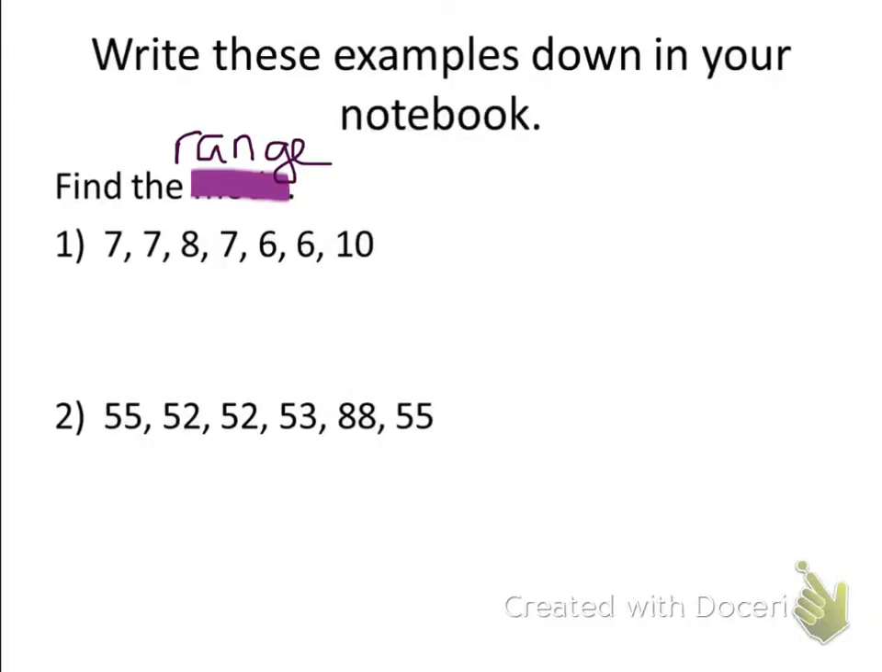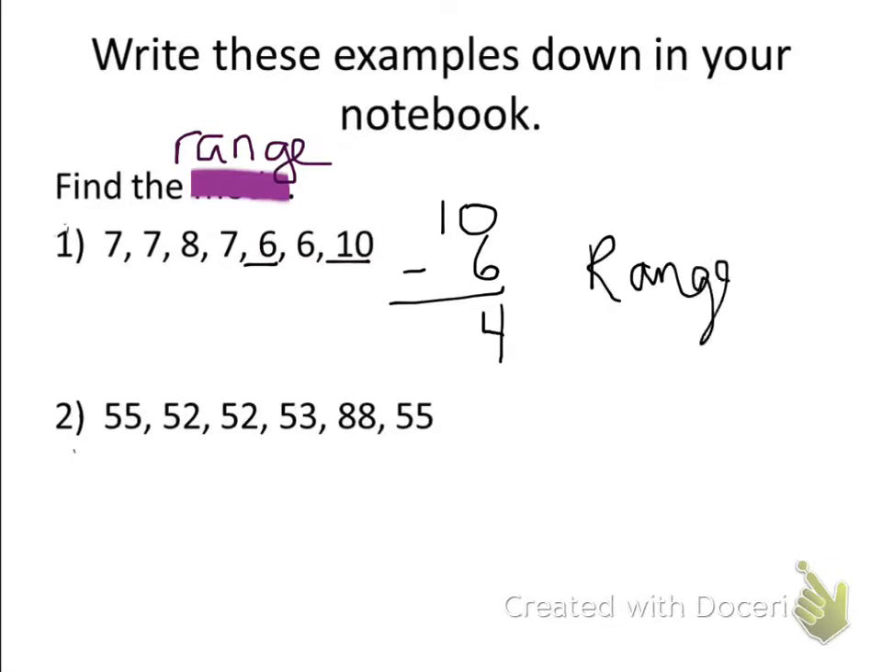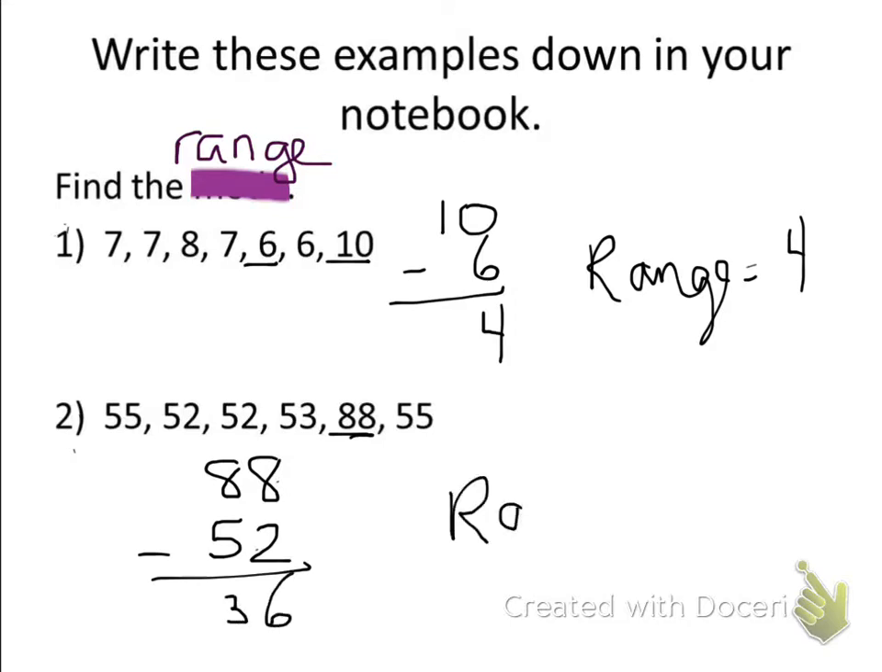Okay, we have two examples to do in your notebook. We need to find the range of the same two examples we did before. So the range would be the greatest number minus the smallest number. So we have 10 minus 6. 10 minus 6 is 4, so our range equals 4. And then our last one. Our greatest number is 88, and our smallest number is 52. So our range is 8 minus 2 is 6, 8 minus 5 is 3, and our range equals 36. That's all for now.